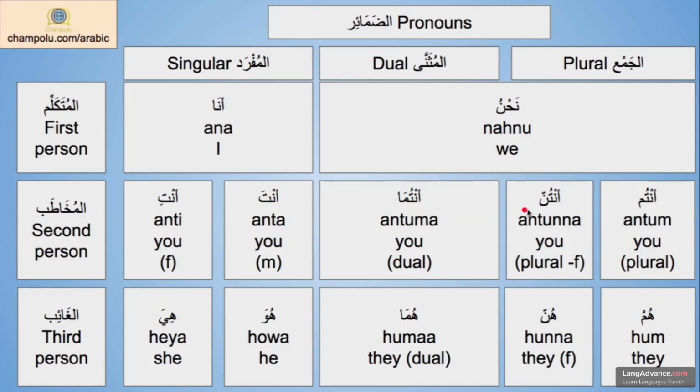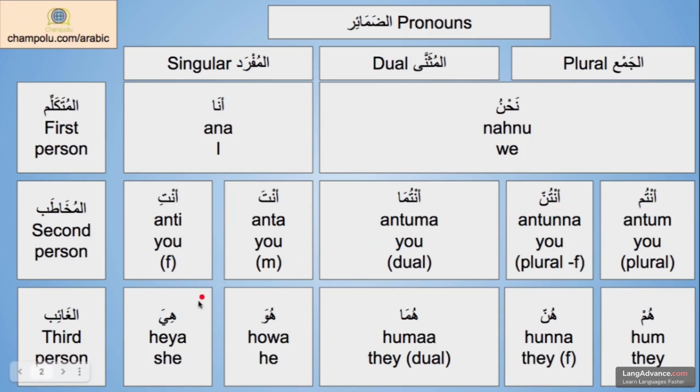When you're addressing a group of females, it is أنتن. When you're addressing a group of people, mixed males and females, or just males, it is أنتم.